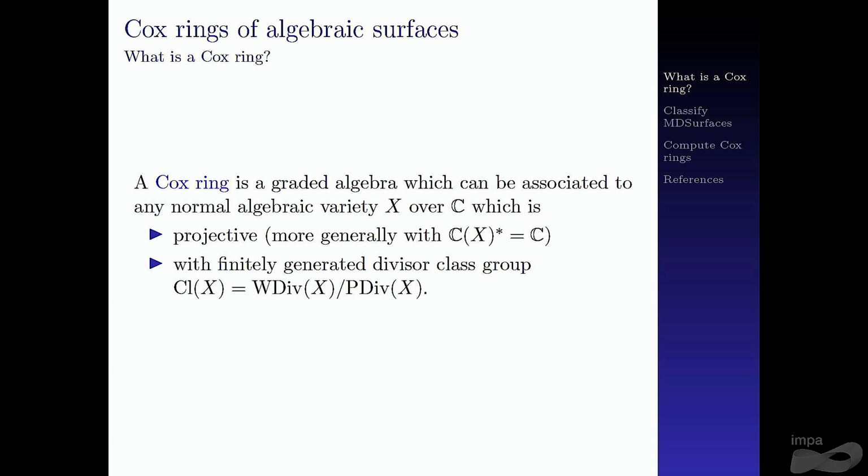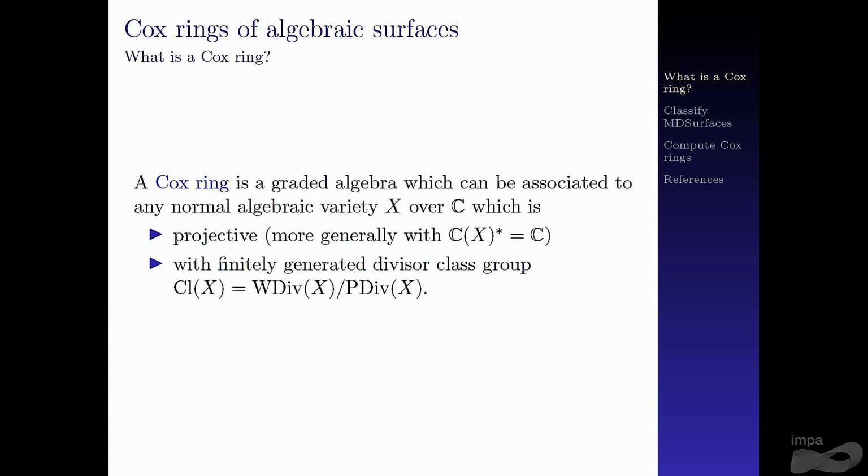A Cox ring is an algebraic object, more precisely a graded algebra, which can be associated to quite a large class of varieties, let's say normal algebraic varieties over the complex numbers which are projective, or even more generally, we can assume that the only global invertible functions are constants. And we assume, this is an important condition, that the divisor class group of the variety, which is the quotient of the group of Weil divisors over the subgroup of principal divisors, is finitely generated.